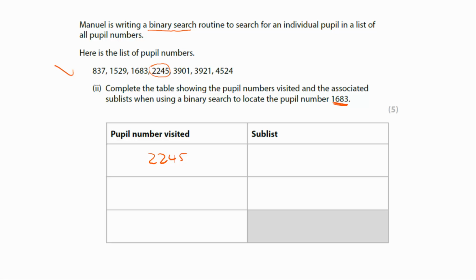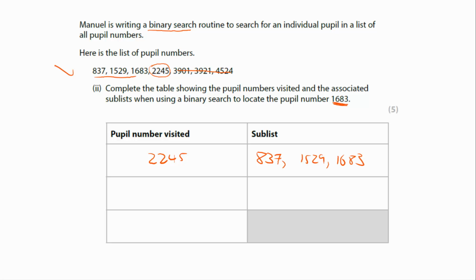And then our sublist is going to be the lower part, because we compare our target number to the one we visited. And if this is bigger than this number, we can discard this bit, because we know this isn't going to include our number, because we know it's ordered in ascending order. The fact that our visited number is larger than our target number means we know it isn't going to be hidden there because it's ordered. So this is our sublist now, 837, 1529, and there we are.